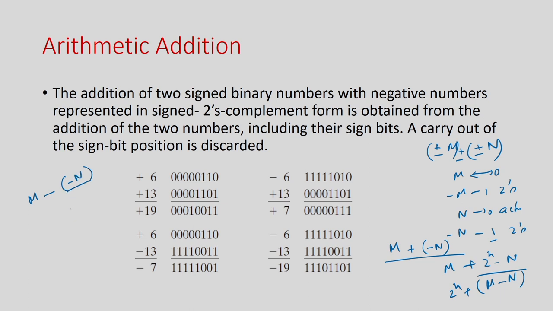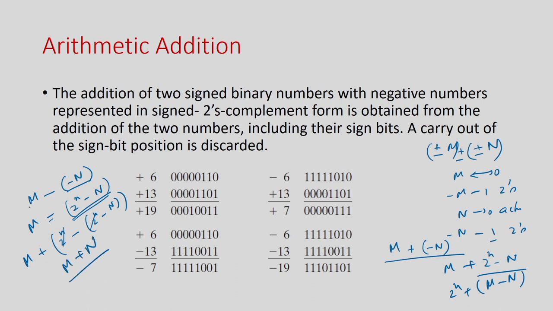So, minus n means it is already 2 to the power n minus n, right, and you are doing m minus this, and as I mentioned, whenever you have a minus here, you take a 2's complement of this number. So, what will happen? This is m plus 2 to the power n minus n, which is a 2's complement of this number, and you know already that if you do a double complement, it will become n, right. So, effectively it becomes m plus n, right.